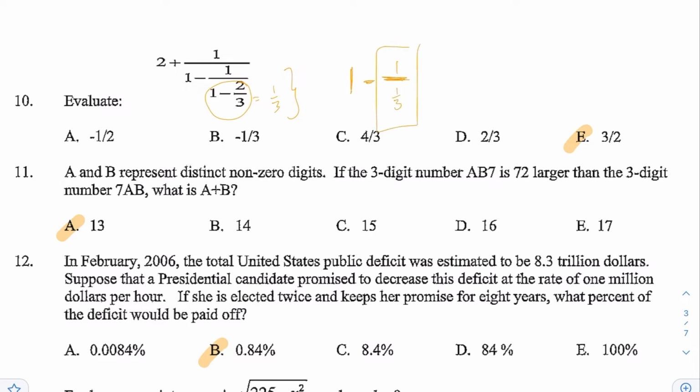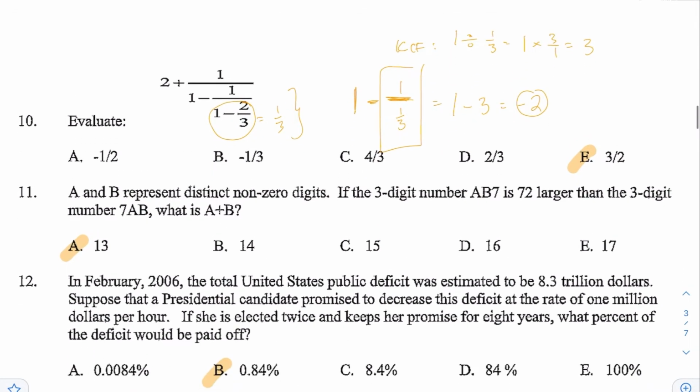And now you have to evaluate this by doing keep, change, flip. And that's 1 divided by 1/3, which will be 1 times 3 over 1 when you keep, change, flip. And that will be 3. So this turns to 1 minus 3, or negative 2. And from here, you know that this entire piece will then be negative 2. So what you end up with is 2 plus 1 over negative 2, or 2 plus negative a half, or 2 minus 1/2, which is 1 1/2, or choice E, 3/2. So the key here was to do keep, change, flip.